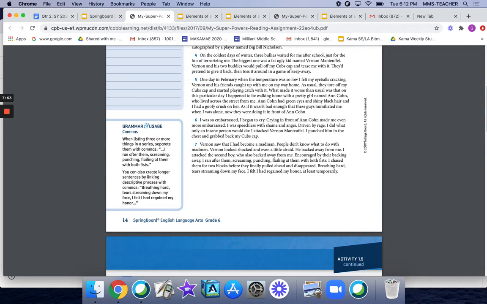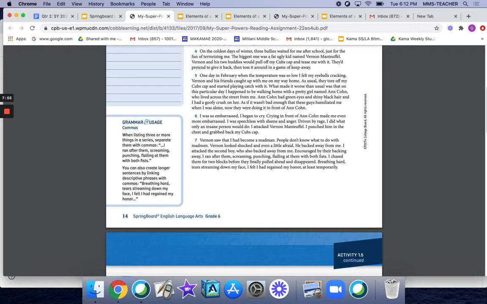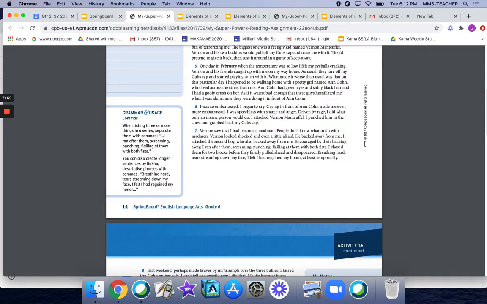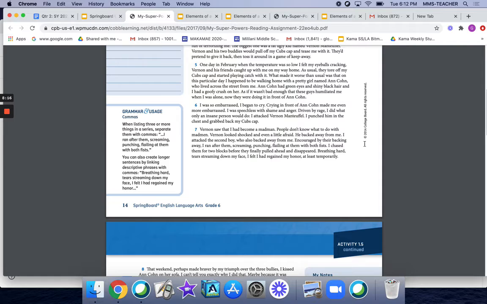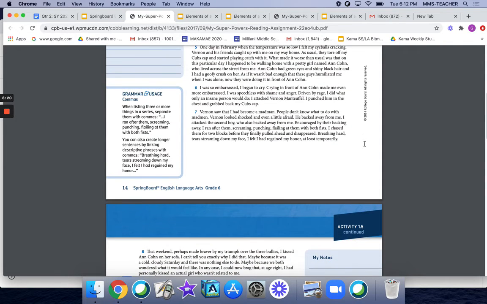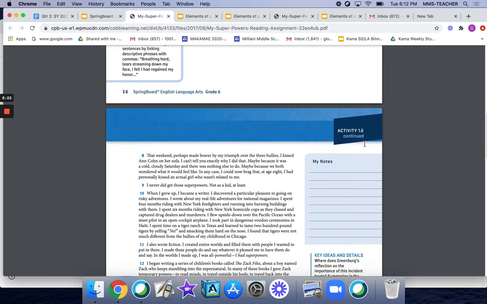He backed away from me. I attacked the second boy, who also backed away from me. Encouraged by their backing away, I ran after them, screaming, punching, flailing at them with both fists. I chased them for 2 blocks before they finally pulled ahead and disappeared. Breathing hard, tears streaming down my face, I felt I had regained my honor, at least temporarily.